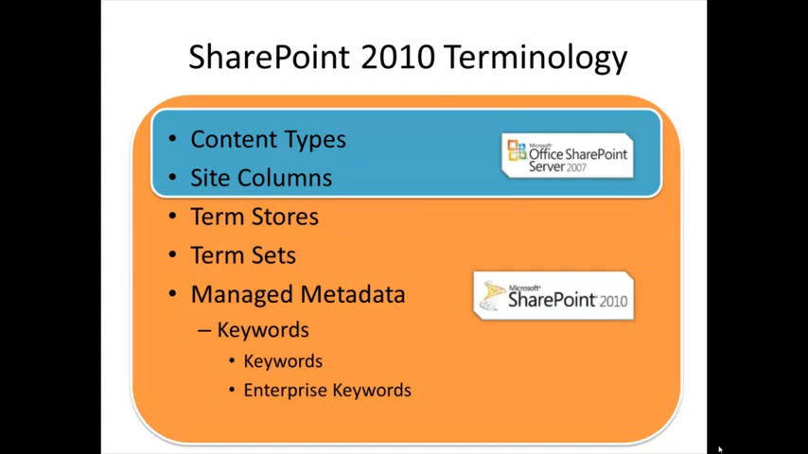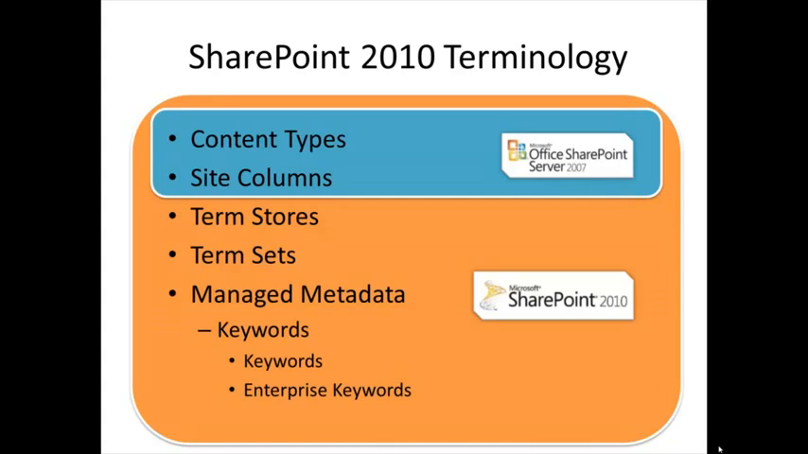So some of the terminology I think we should probably spend a second on, specific to SharePoint 2010. I thought it made sense to explain it like this. The blue box is showing us the things we still had back in 2007. And we do still have those in SharePoint 2010, and we do still use those. We'll use those a lot. So we have content types and site columns.